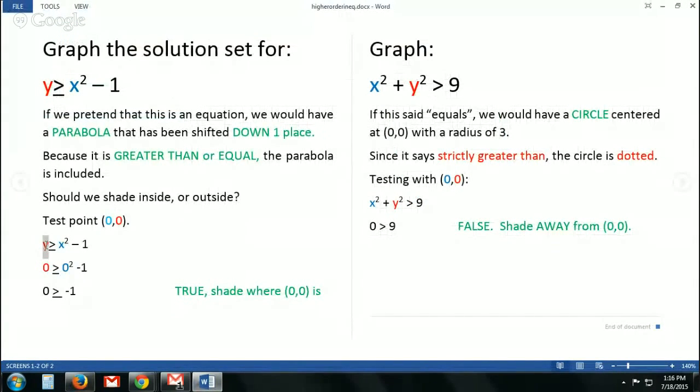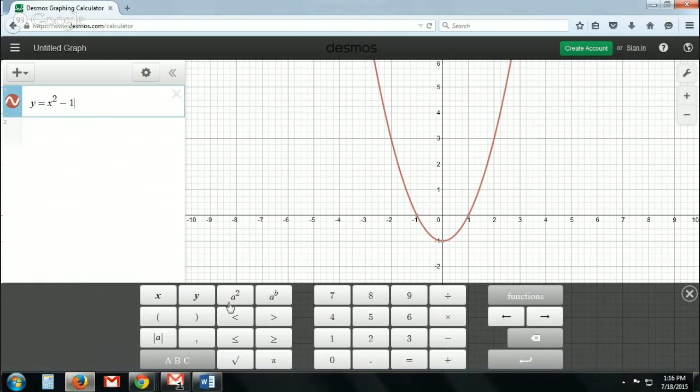Putting 0 in for y, putting 0 in for x, we have 0 greater than or equal to 0 squared minus 1. 0 squared is just 0, and 0 minus 1 would be negative 1. So I end up with 0 greater than or equal to negative 1, which of course is true. That means I should shade where 0, 0 is. 0, 0 is on the inside, so it's inside the parabola that we'll be shading. Since we had an equal to, the parabola will be solid, and we're about to shade on the inside.